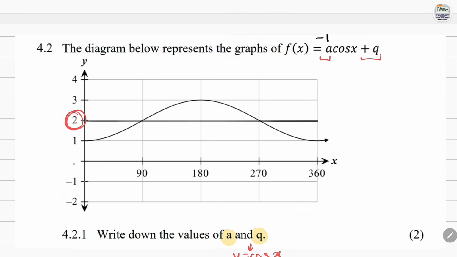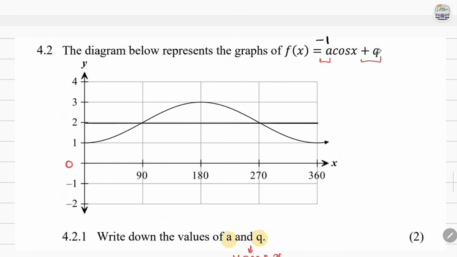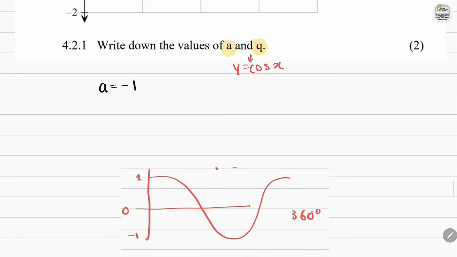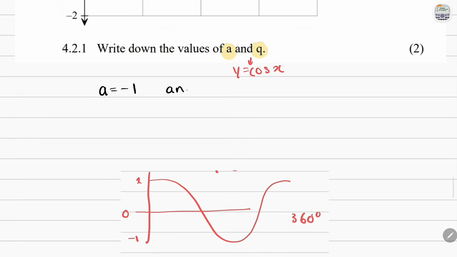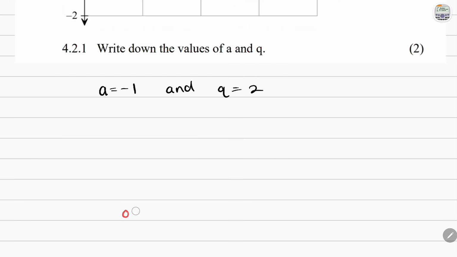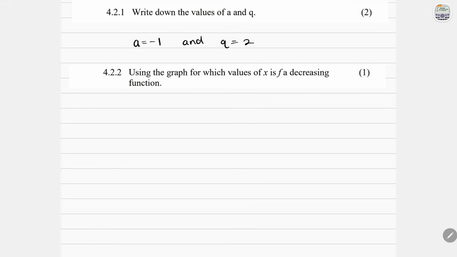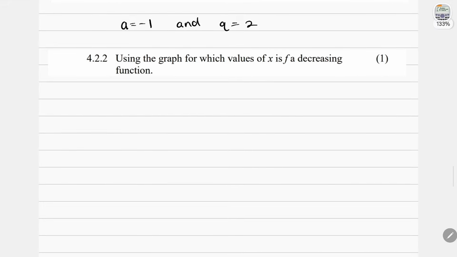So it means that this is 0. It used to be here, and now it's at 2. So how was it shifted? It was shifted up, and by how many units? From 0 to 2, it was shifted up by 2 units. So that's the value of q. It's positive 2. That's why it looks like that. So a equals -1, and q is equal to positive 2. And that is our answer. Moving on to the next question. Question 4.2.2 says, using the graph, for which values of x is f a decreasing function?